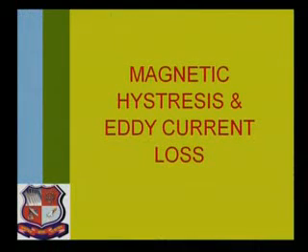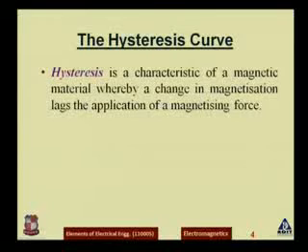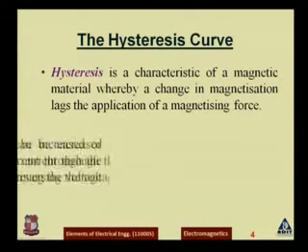Okay, now we will see magnetic hysteresis and eddy current. In the last lecture we have seen magnetic hysteresis. So what is magnetic hysteresis? We saw it with the hysteresis curve. Hysteresis is a characteristic of magnetic material whereby a change in magnetization lags the application of the magnetizing force.